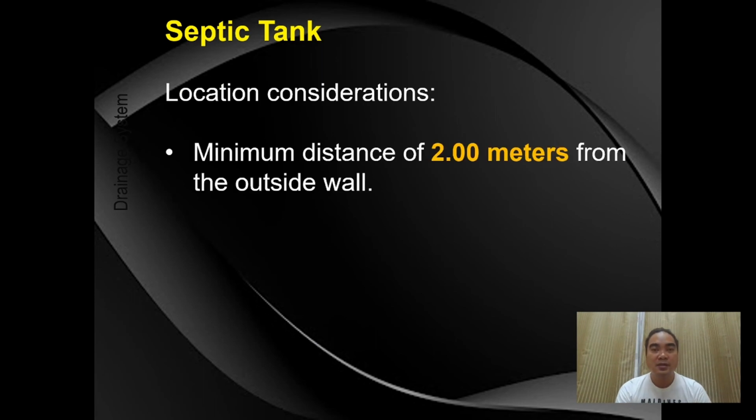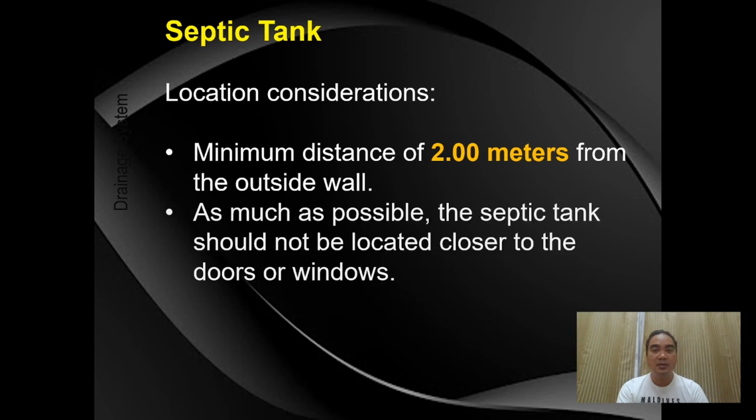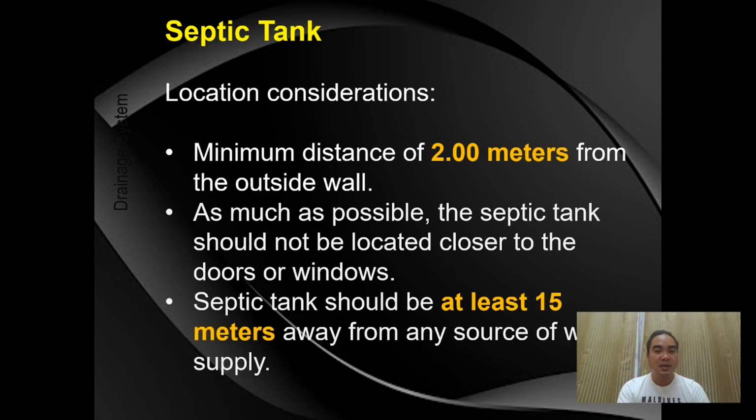Location consideration: minimum distance of 2 meters from the outside wall. As much as possible, the septic tank should not be located closer to the doors and windows. The septic tank should be at least 15 meters away from the source of water supply.